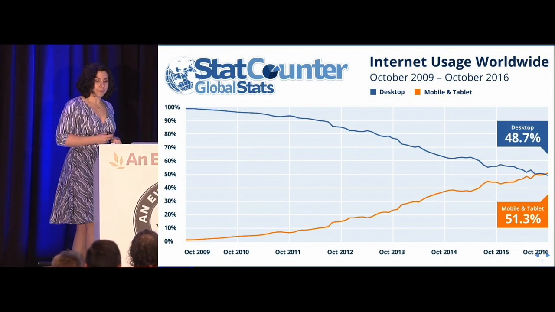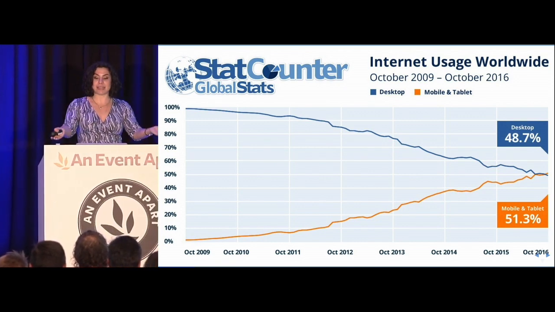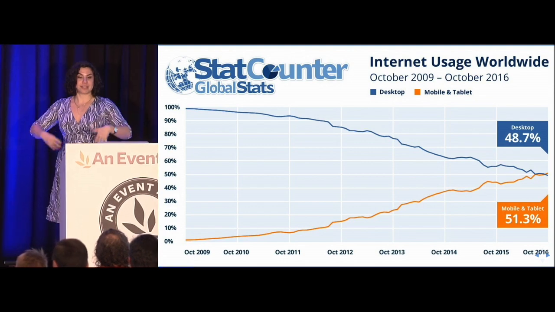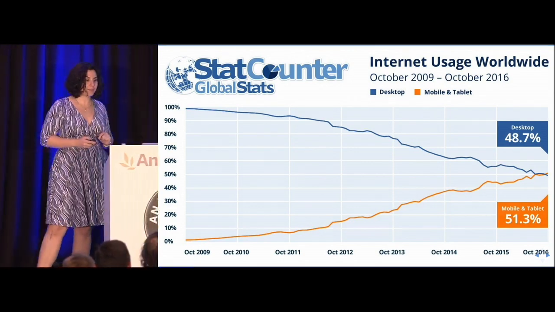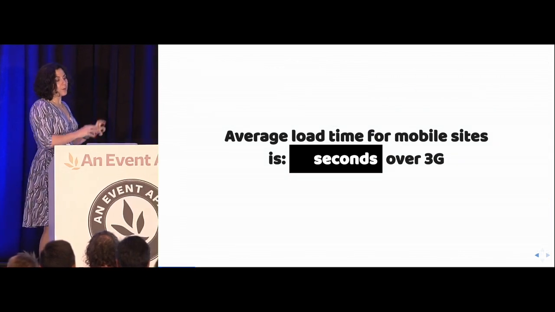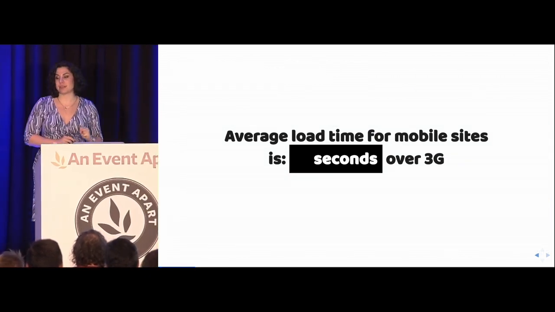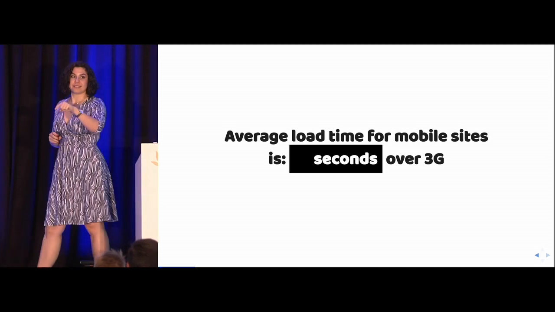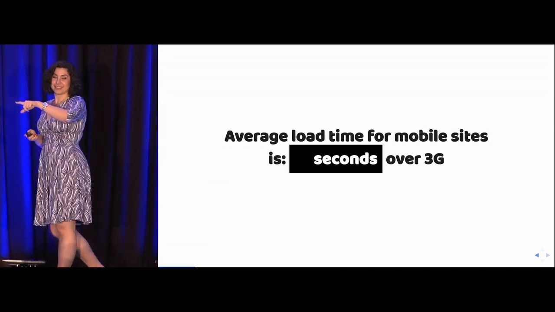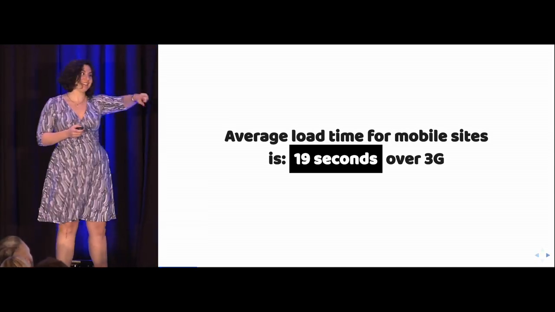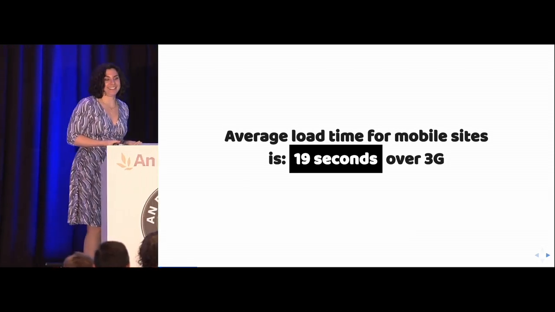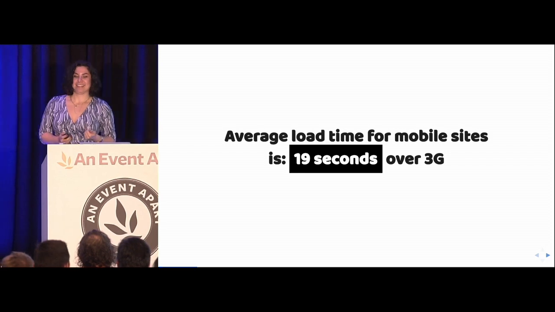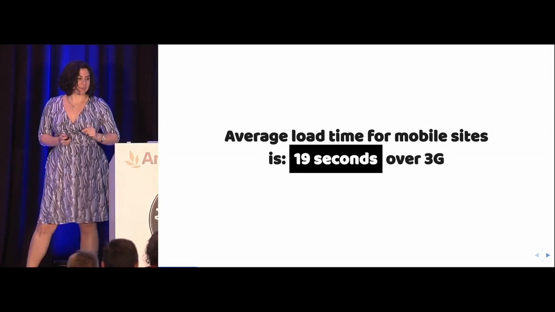And I want to play a game. It involves me asking you questions and you yelling out answers, so just prepare yourselves for that. OK, so first fact from the survey. The average load time for mobile sites is how many seconds over 3G? 10? 7? 30? 19 seconds is the correct answer. 19 seconds, that's the average load time for mobile sites. We've all experienced this. It's horrendous.